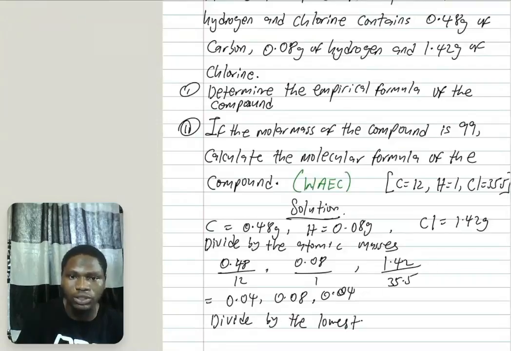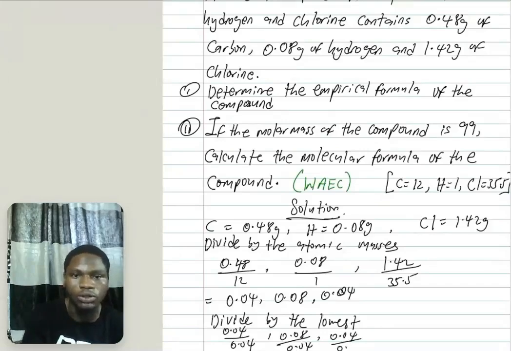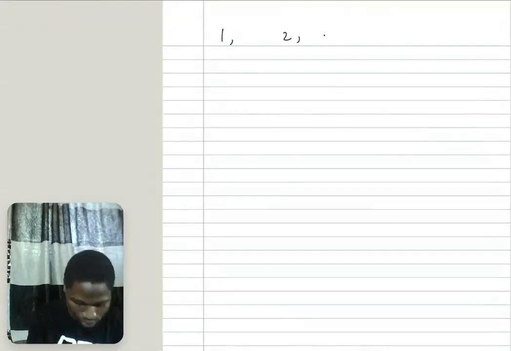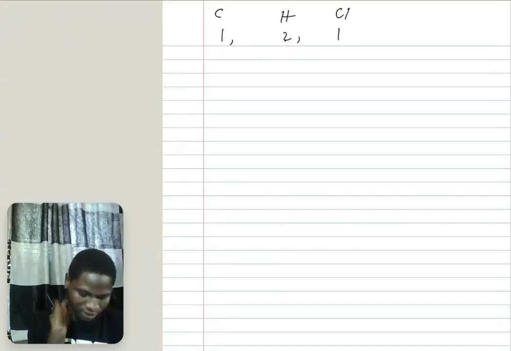So what is the lowest? 0.04. So we say 0.04 divided by 0.04, 0.08 divided by 0.04, 0.04 divided by 0.04. What do you have from here? This will give you 1, this will give you 2, and that other one will give you 1. So that's carbon, hydrogen, and chlorine. Now this is what we have after dividing by the lowest.